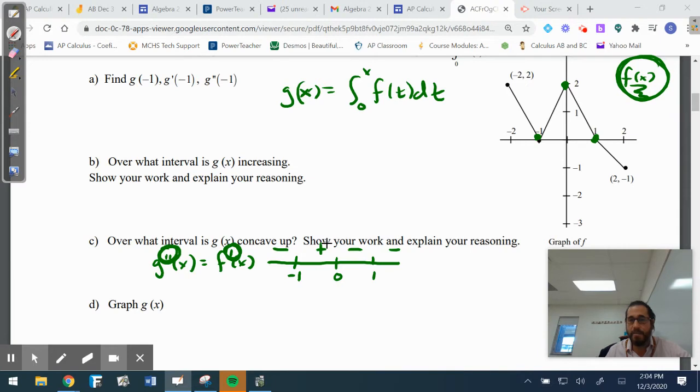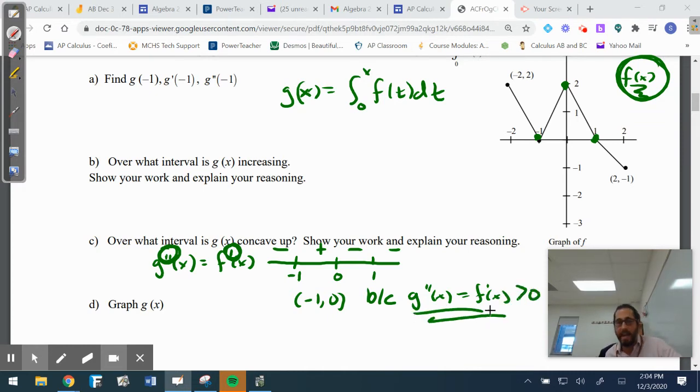But this is asking me for concavity. And I would say it's concave up from -1 to 0 because g double prime of x is equal to f prime of x, which is greater than 0. That's probably even a better way to write that. Probably should have written it a little bit better in that first example.